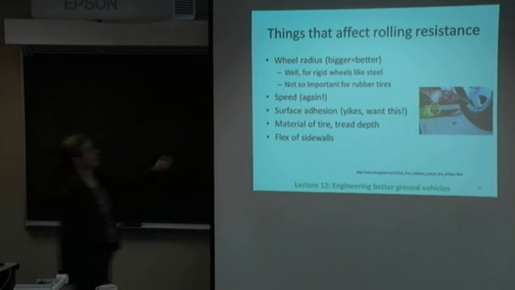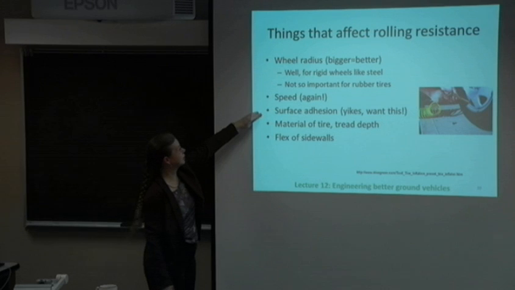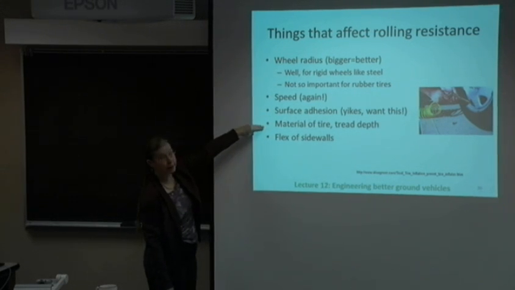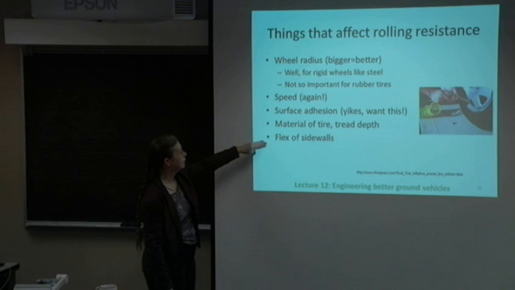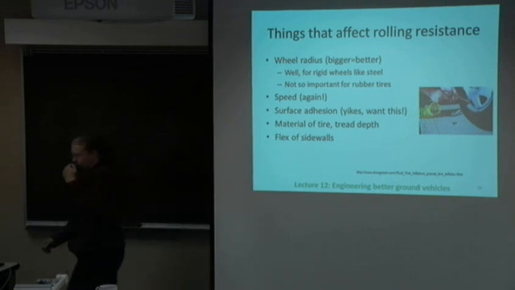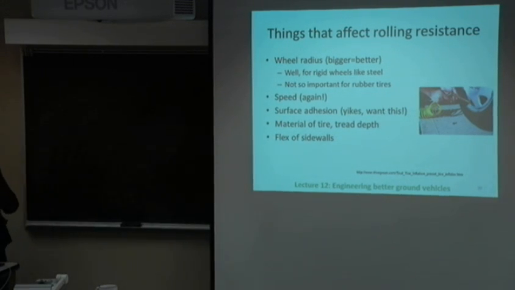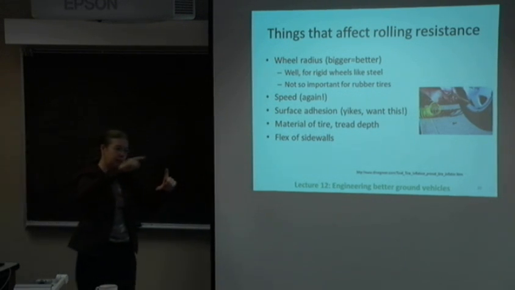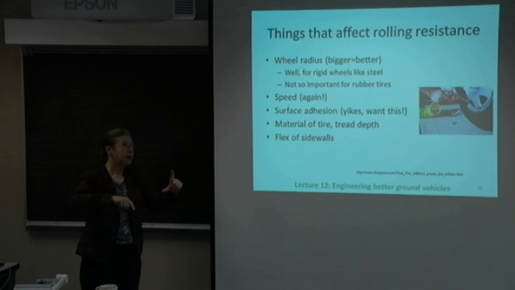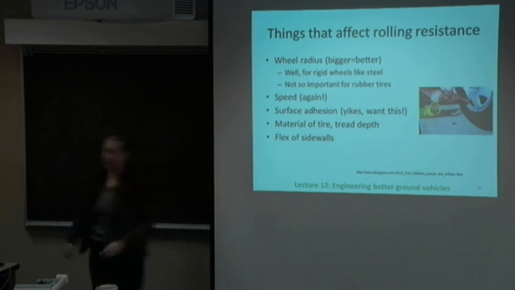Surface adhesion, I want that, especially because it's going to snow this afternoon. The material of the tire, the depth of the tread. So when your tires get bald and you start sliding around more, you're saving energy just before you crash. The flex of the sidewalls. And I've seen tires recently where the wheel is actually fairly large and the tire is thin around it. So I'm wondering if that's to reduce flex of sidewall. Maybe it's just for show.